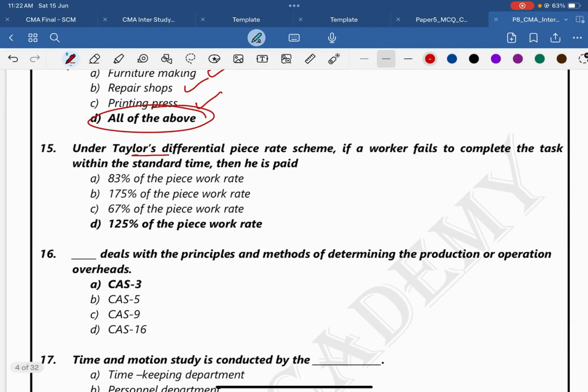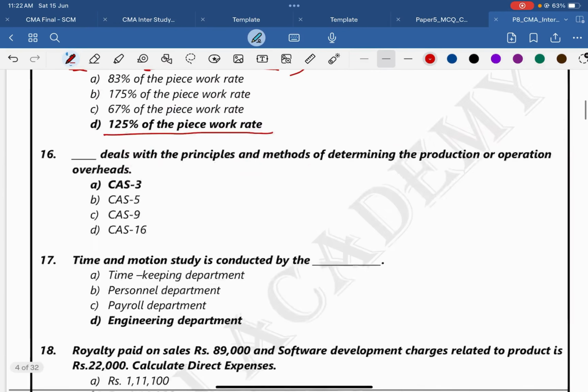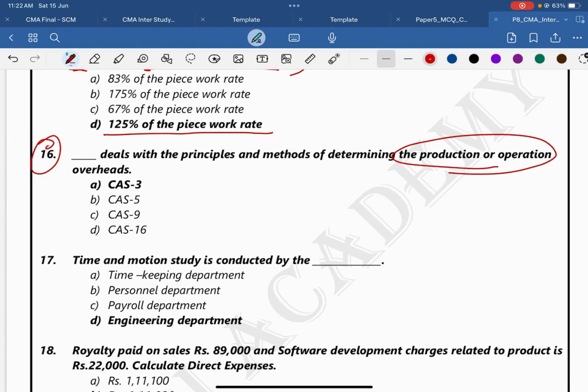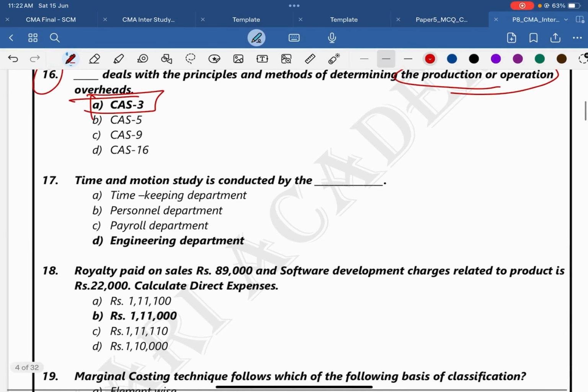15. Under Taylor's differential piece rate system, if the worker fails to complete the task within the standard time, then he is paid 125% of the piece work rate. Next, question number 16. Dash deals with the principles of determining production or operation overheads. It is nothing but Cost Accounting Standard 3. Time and motion study is conducted by the engineering department. It is not conducted by the timekeeping department.